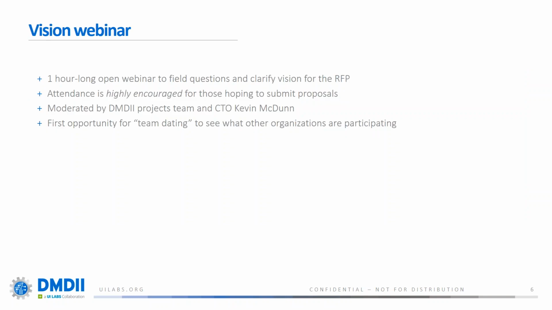I've already touched on what the vision webinar is. The only thing I would like to add at this point is that we'll be publishing a list of all the attendees of this webinar. So this is an opportunity for team dating. You can also see in the GoToMeeting window, I believe you have visibility as to who's attending. So it's an opportunity for you to start to get a sense of who is going to be interested in working in this problem space, and you can start to put your teams together. Pretty handy first touch point to kick this off.